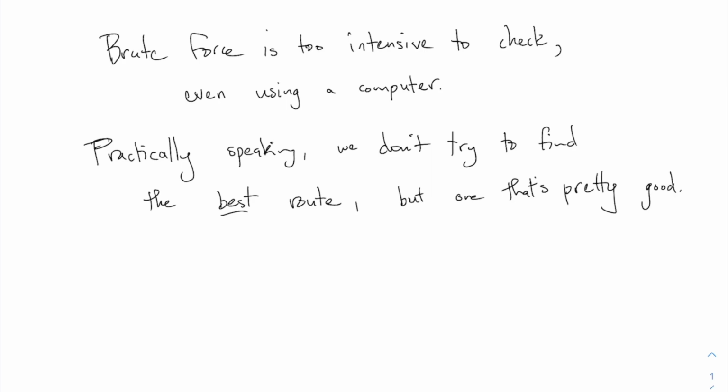And we have two different procedures for doing this. These are called approximate algorithms. Approximate because they don't actually give you the best possible answer. They give you something that's pretty good, but not necessarily the best. Approximate algorithms for the traveling salesman problem.